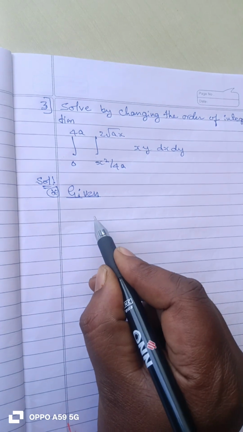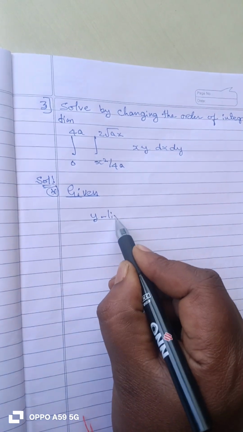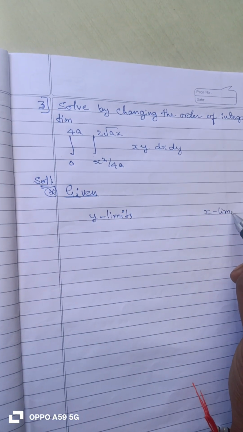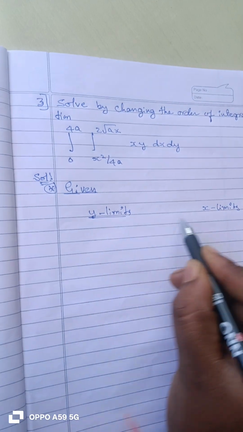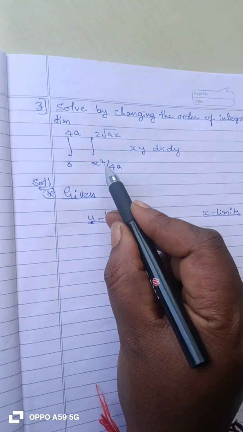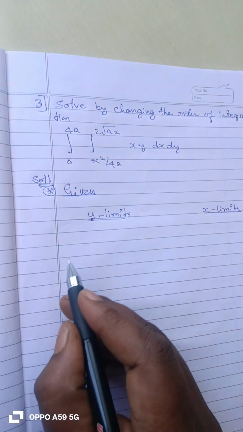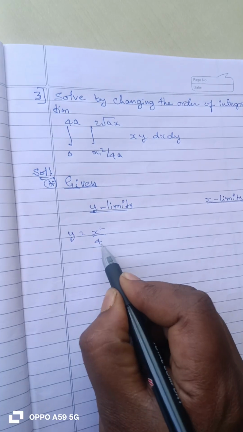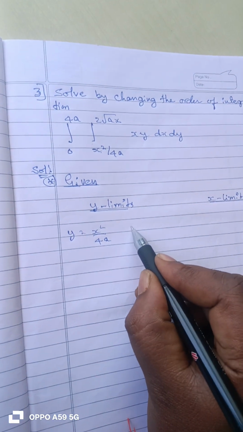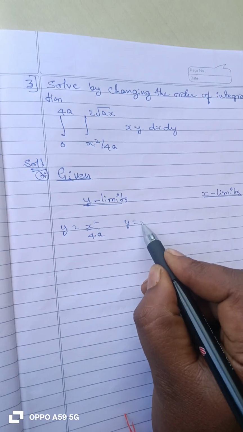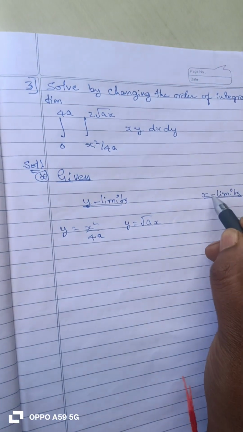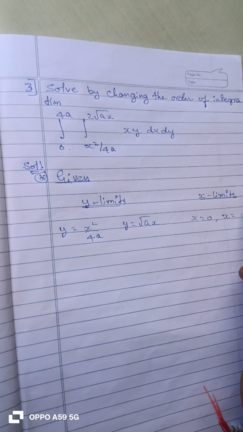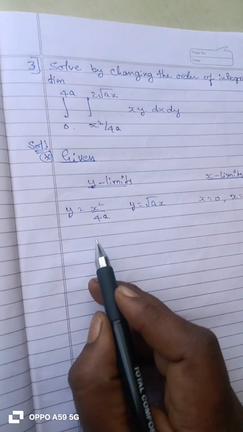In the given things, this is the y limit, and one more, it is the x limits. In this we know already, x variable is there, so this is the y limit. So y is equal to x square by 4a, and the other limit is y is equal to square root of ax, and the x limit is x is equal to 0, x is equal to 4a.